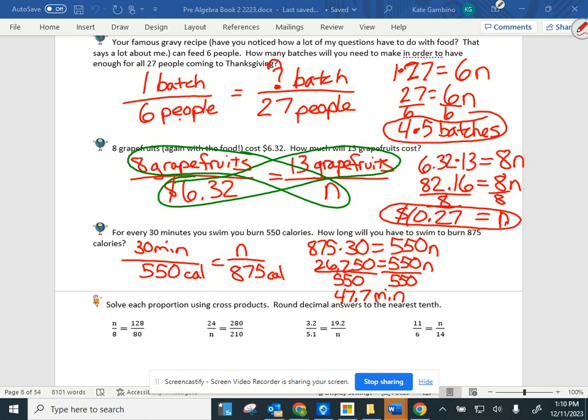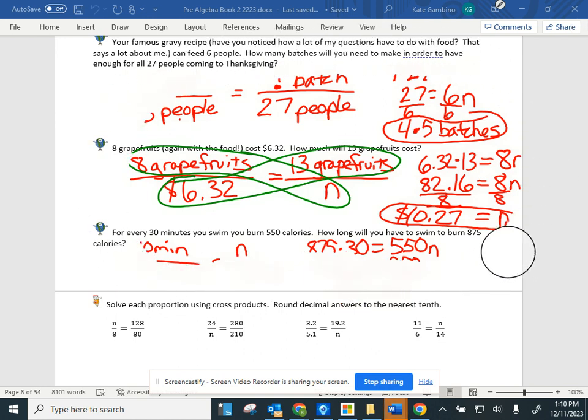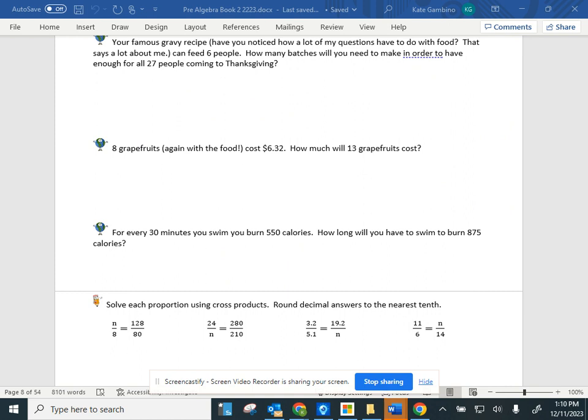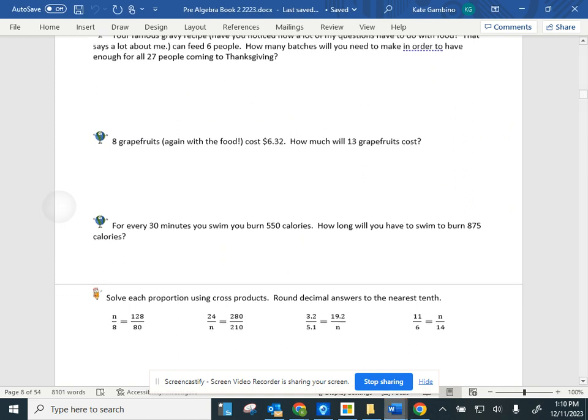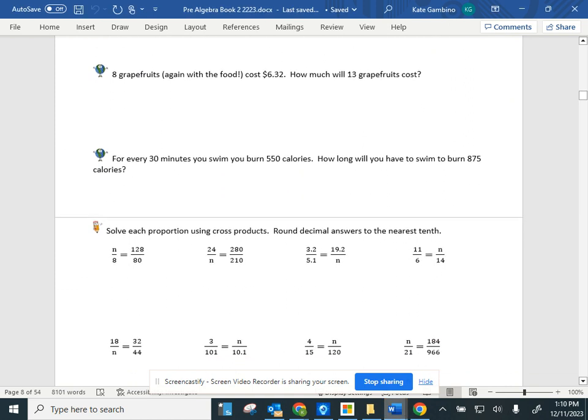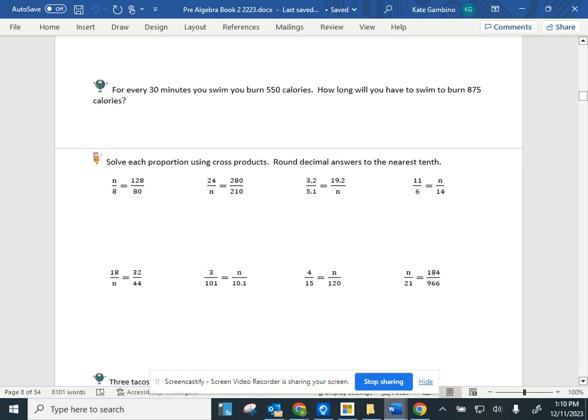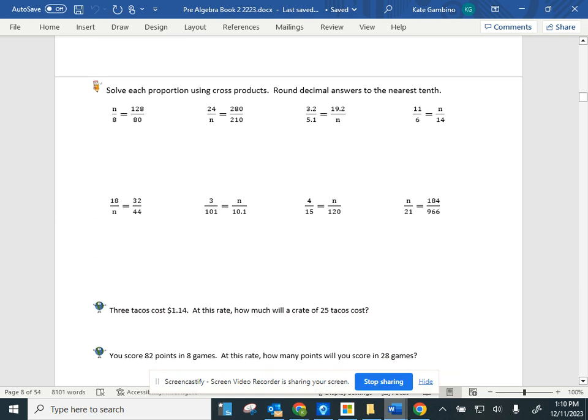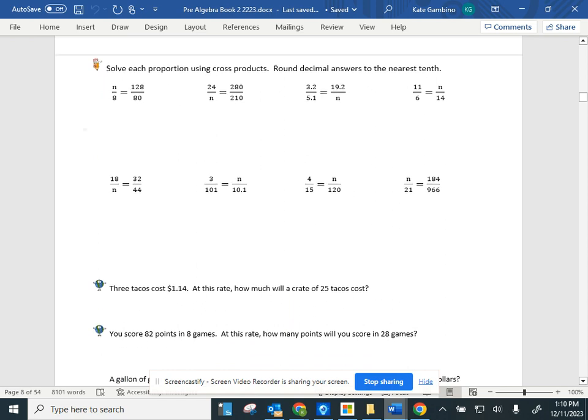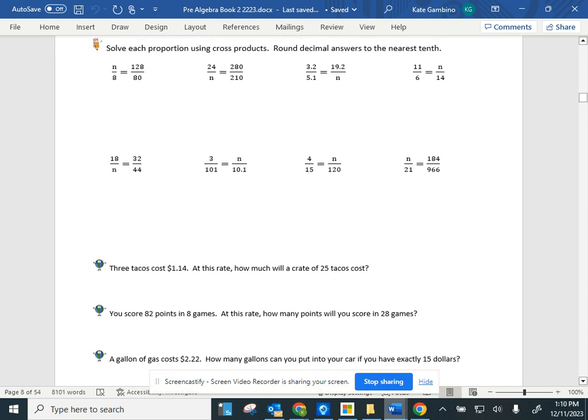So let's look at our page number 2. Thank you to my friends that are remaining silent, because I am recording this, picking up all of your voices. Respect, my friends.